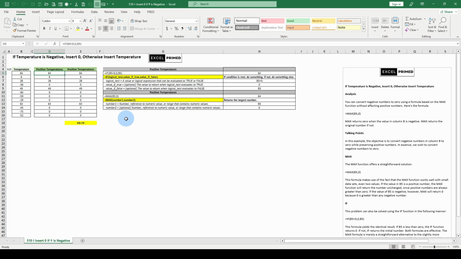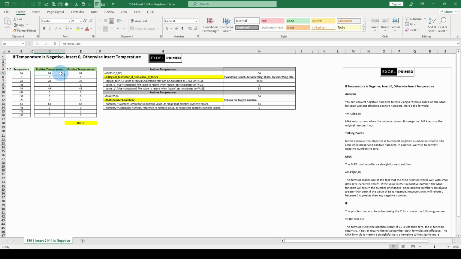If temperature is negative, insert 0. Otherwise, insert the temperature. Well, what does that mean? If anything is less than 0, put a 0. Otherwise, put the temperature in there. Isn't that exactly what this says right here? If B5 is less than 0, 0. Otherwise, B5. You're asking, this is a max tutorial.